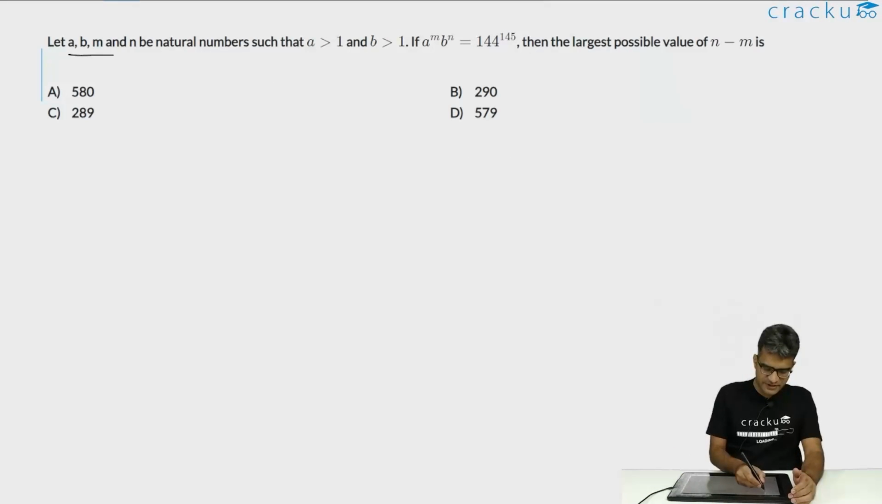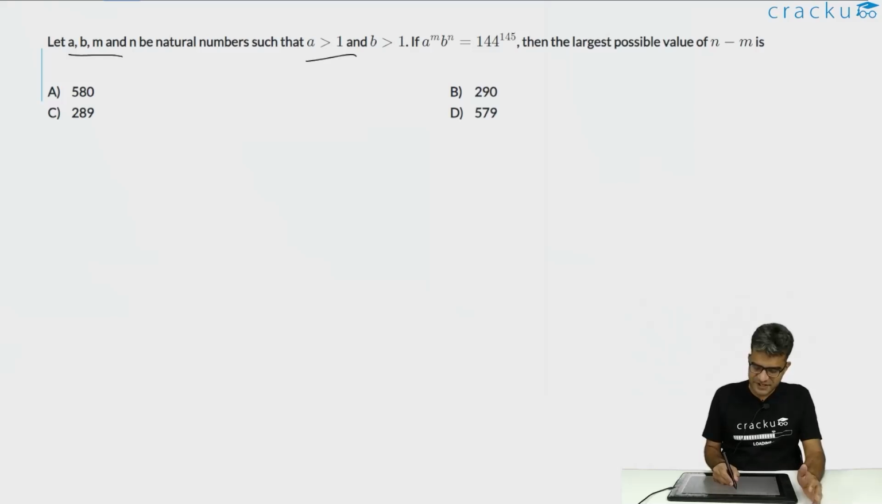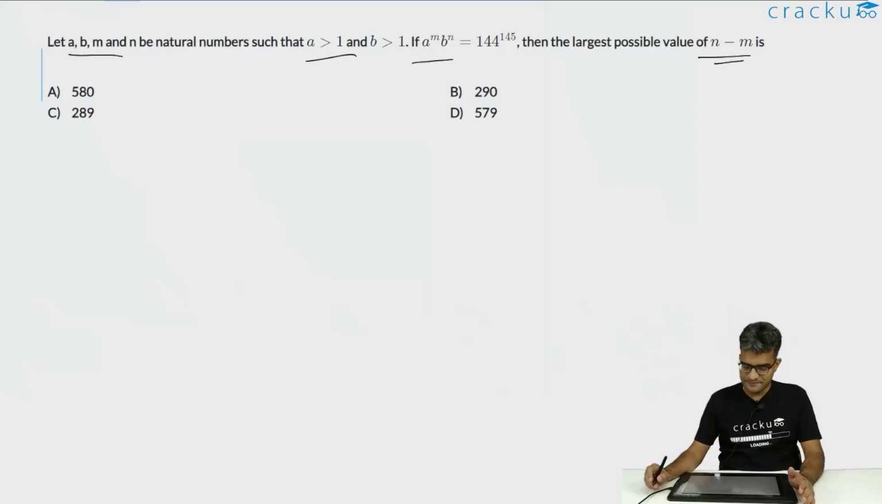In this question, we are told that A, B, M and N are natural numbers such that A is greater than 1, B is greater than 1 and A to the power M into B to the power N is 144 to the power 145. We are asked to calculate the largest possible value of N minus M.